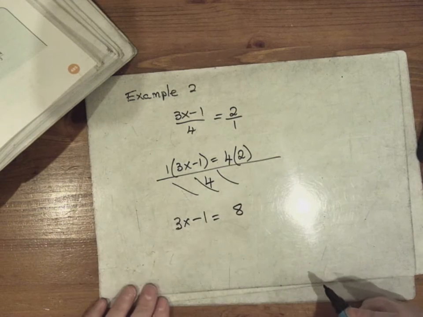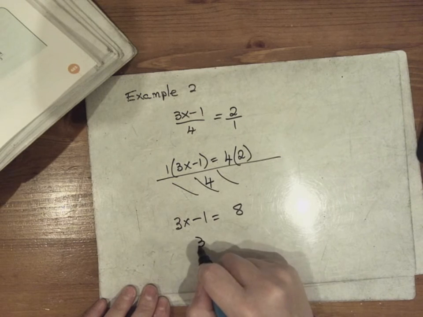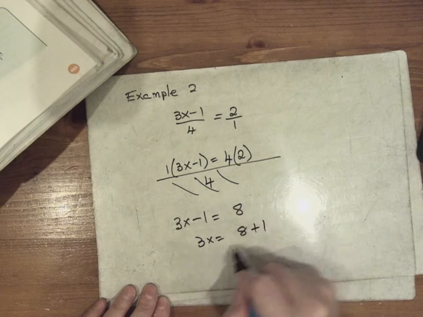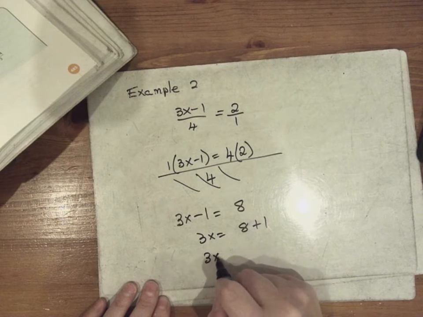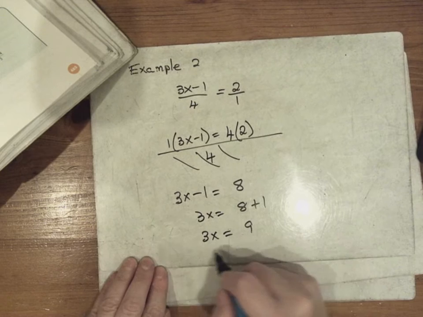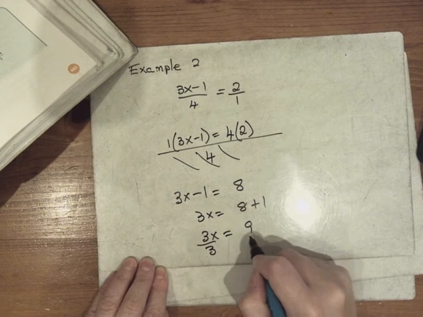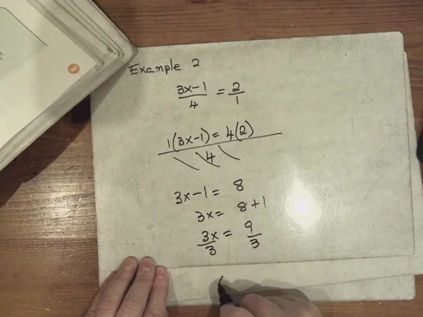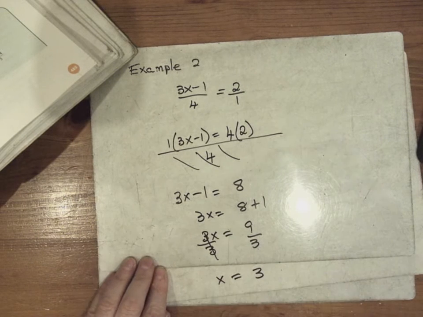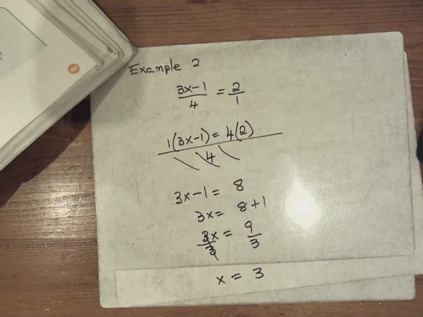Then we have x's on one side, numbers on the other. So 3x is equal to 8 plus 1. That means 3x is equal to 9. There's a 3 stuck to the x, so to unstick it, divide each side by 3. And you end up with x is equal to 9 divided by 3, which is 3. Okay, that's example 2.